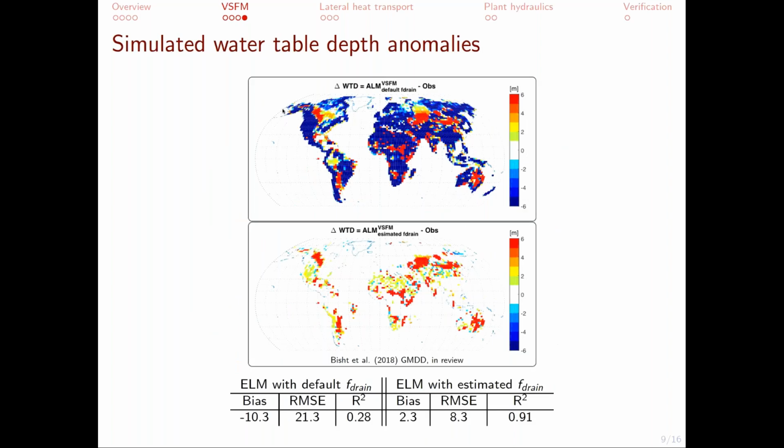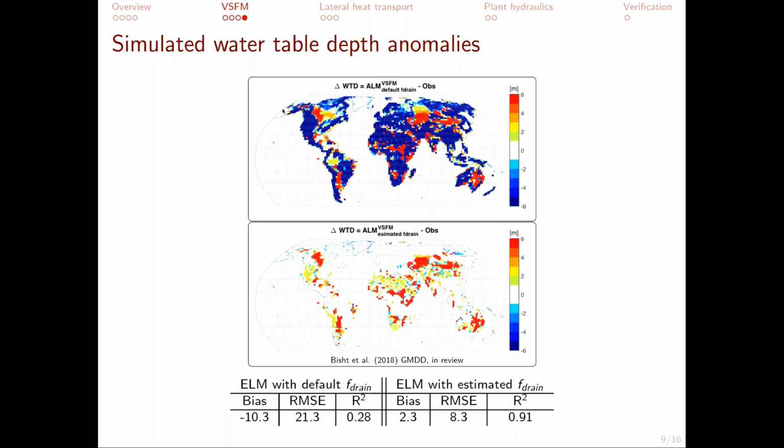So now we took the optimal F drain parameter and ran the simulations, and here I'm showing the error in the simulated water table depth versus the Fan et al. observation. The top panel is for the default F drain value, which is spatially homogeneous, versus the bottom, which is our optimally derived F drain parameter.